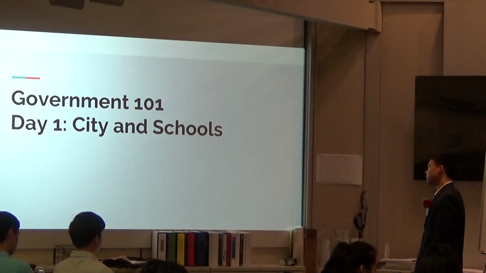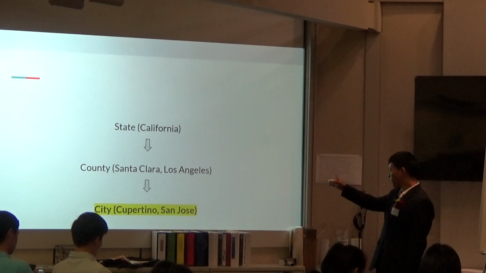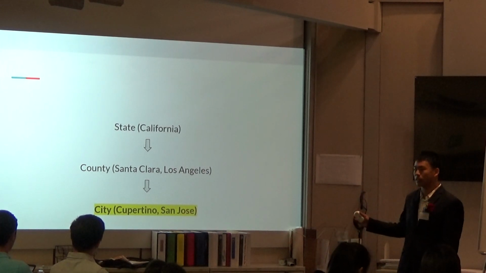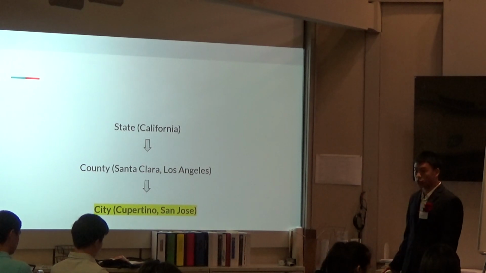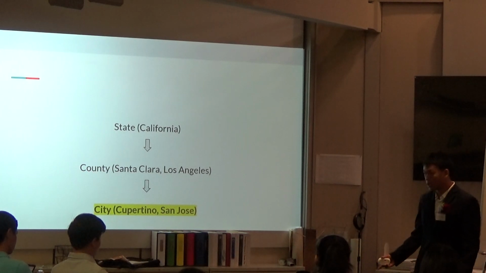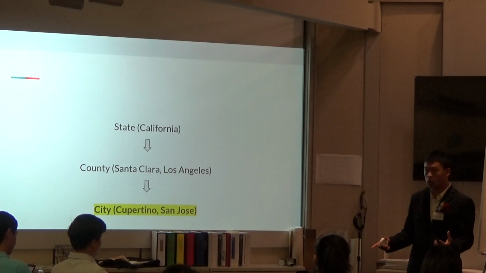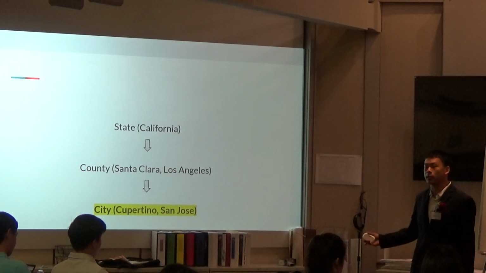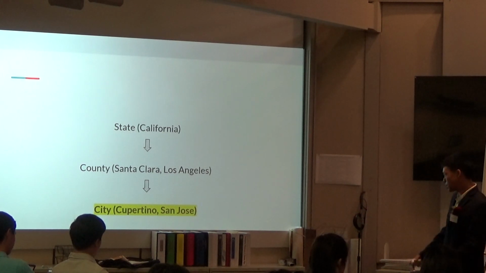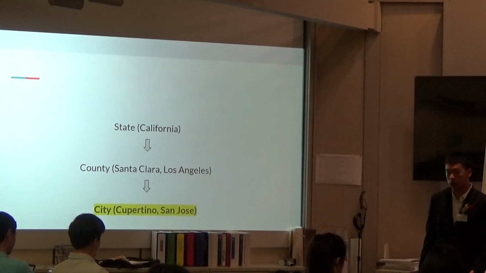So before we get started, it's important for us to understand, here's a flow diagram of how the governments in our state work. So at the top, obviously, we live in California. We're all part of the state, which is called California. In California, you have counties. There are 58 counties. Each county is like a subdivision of California. And so you have Santa Clara County, Los Angeles County. And within each county, you have groups of cities. And so in this case, Cupertino and San Jose are called cities.